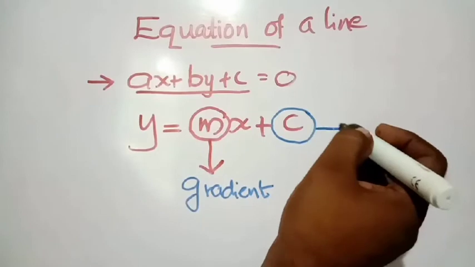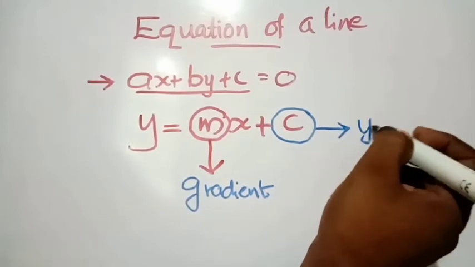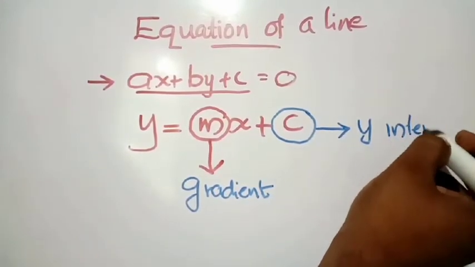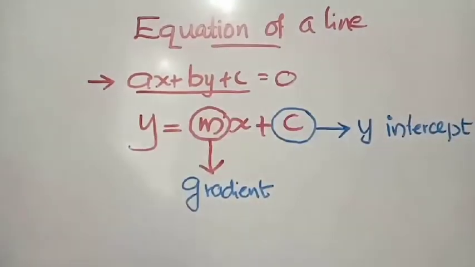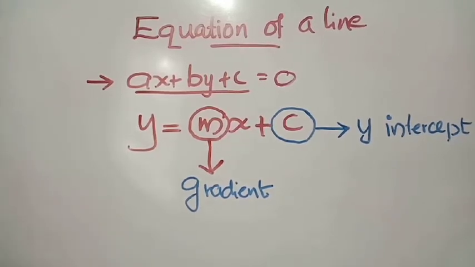And what is c? c is known as the y intercept. What is c? It is y intercept. It's not intersect. It is intercept. Okay. Now let's think what is an intercept.